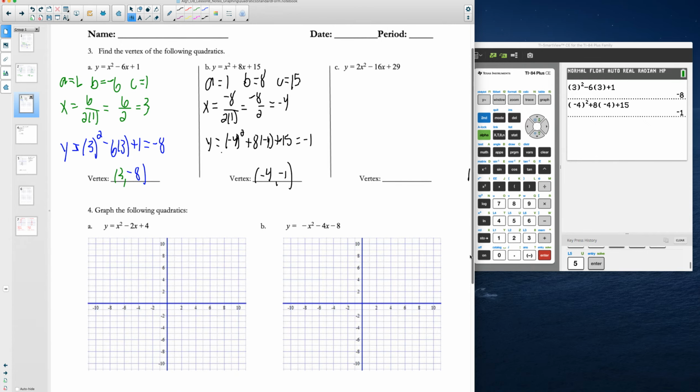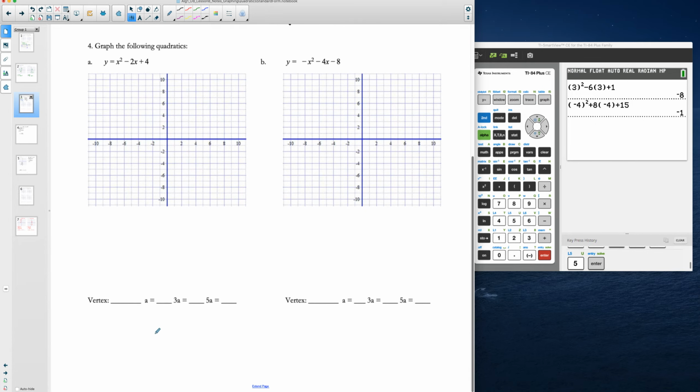Scroll down. All right. So like I said, the good news is the only difference between what we were doing yesterday and the prior lesson, and what we're doing today, is that we just have to do more work to find the vertex. But notice our A, our 3A, our 5A, that is all the same, right?